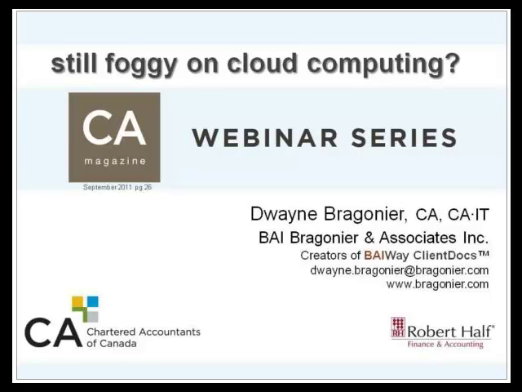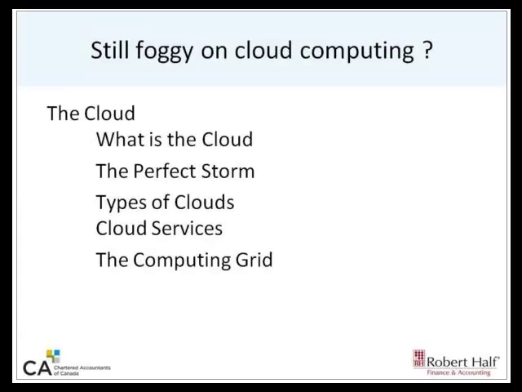So today, the cloud. We'll talk about what is the cloud, how the perfect storm allowed for the emergence of the cloud, what types of clouds are out there, what cloud services are being offered, and finally, we'll see that the future belongs to the computing grid.